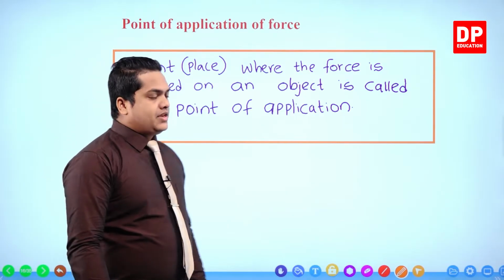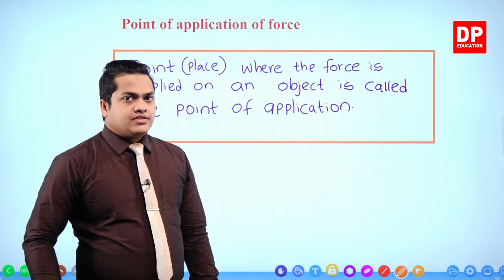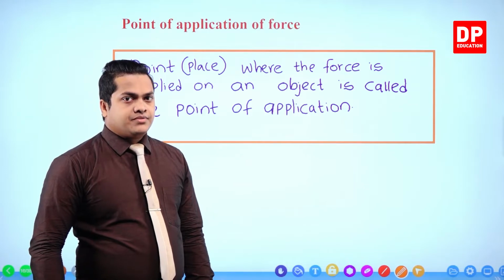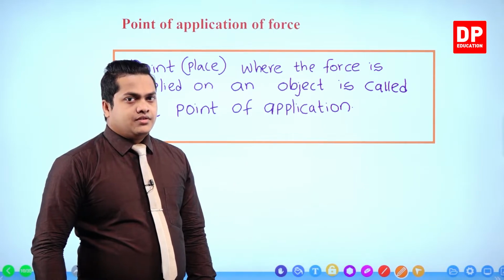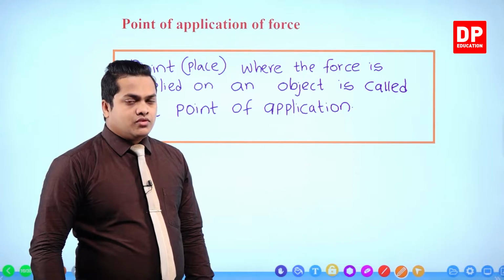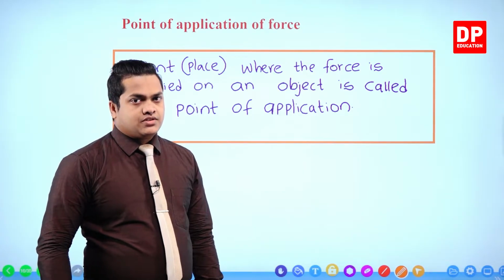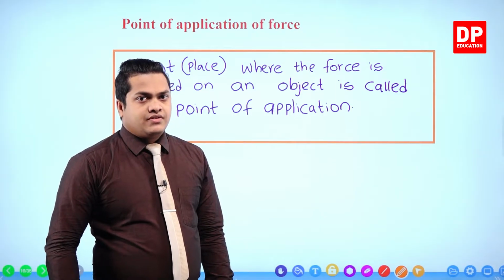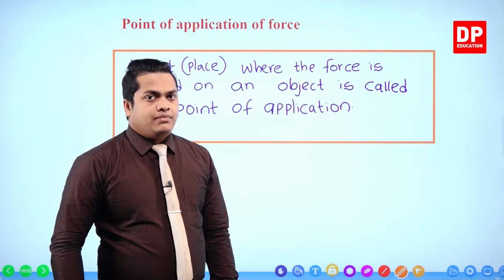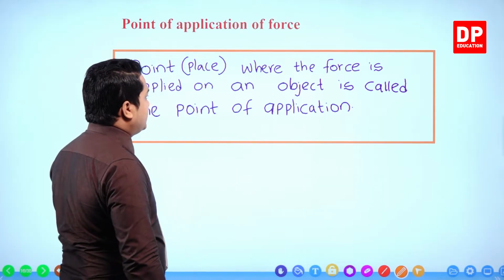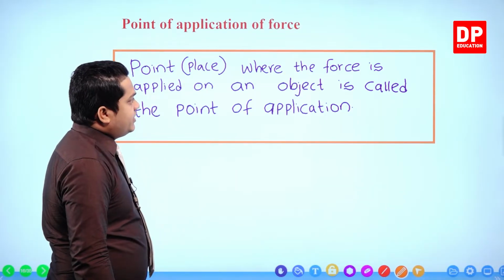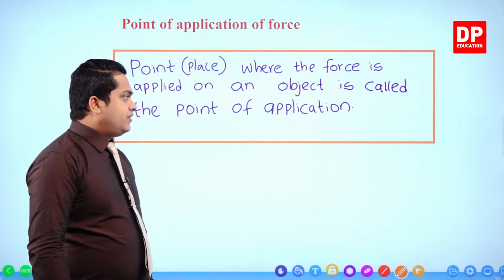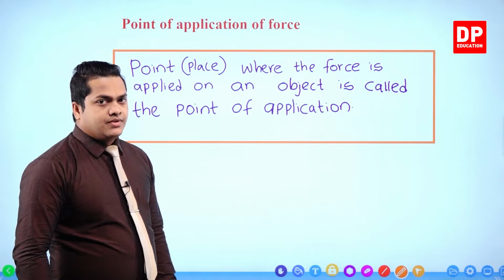So point of application means, my dear children, it's the place or the point where the force is being applied on a certain object, right? The point or the place where force is being applied on a certain object is called the point of application. This is the one which is referred to as the point of application. Really simple, right?